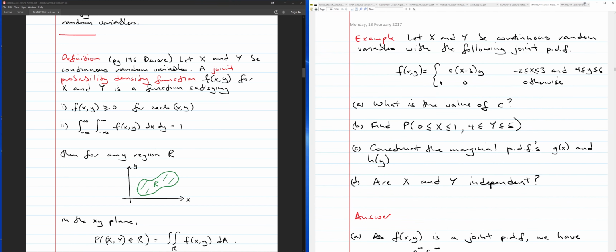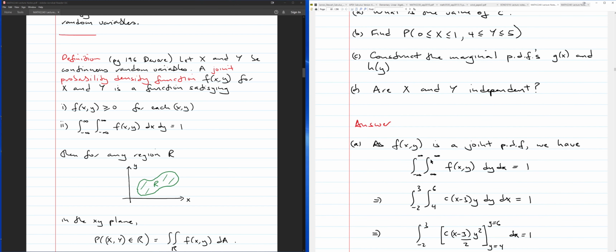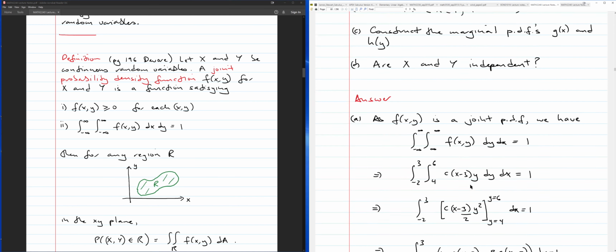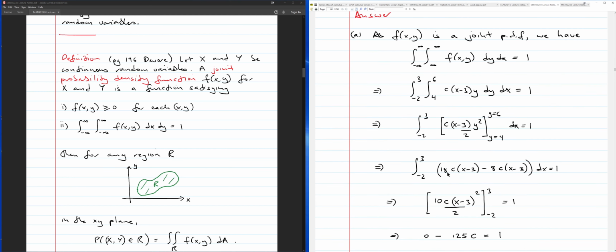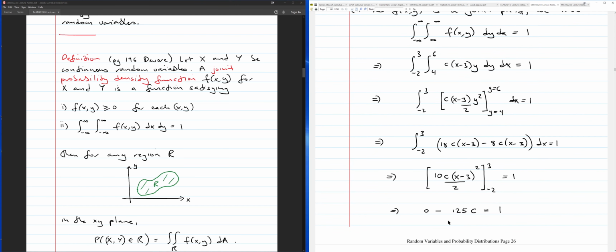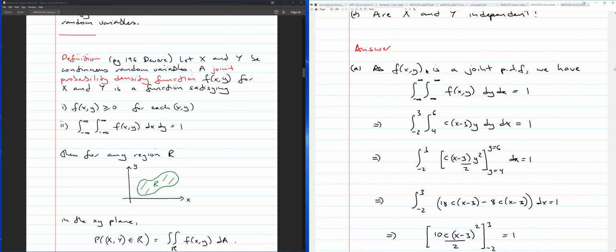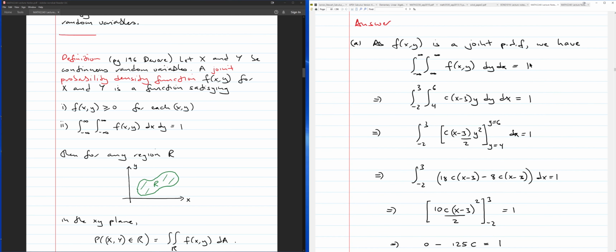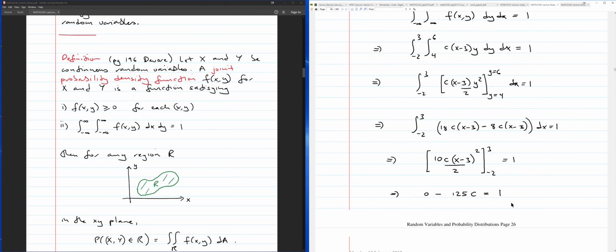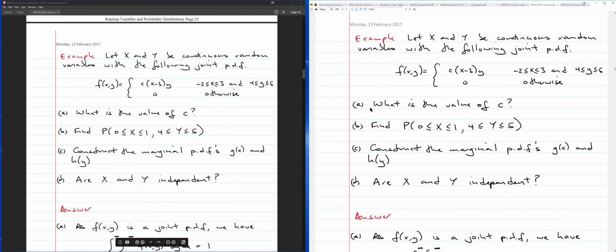You have your f of x y given to you over here. You're going to integrate over the entire plane. Now, this integral is supposed to be equal to 1, and this is what's specified in the question. When you do this double integral, you end up with an expression in c. So working out the double integral on the left hand side gives me this minus 125c, and on the right hand side I always have 1. So I end up with an equation involving c, so I'm able to figure out what c is. So let's work out part A.